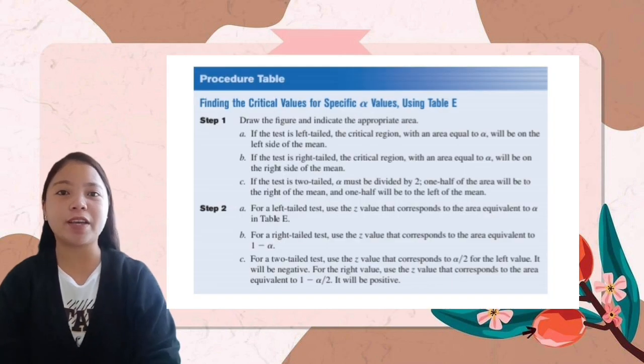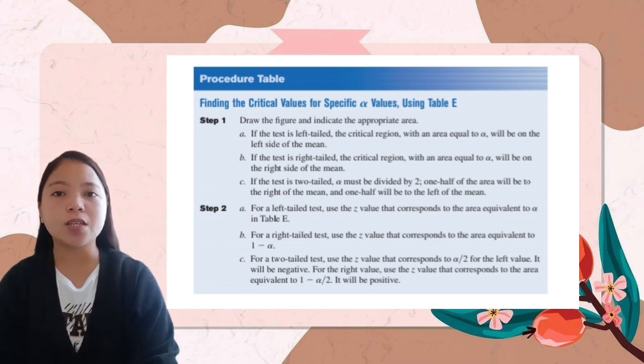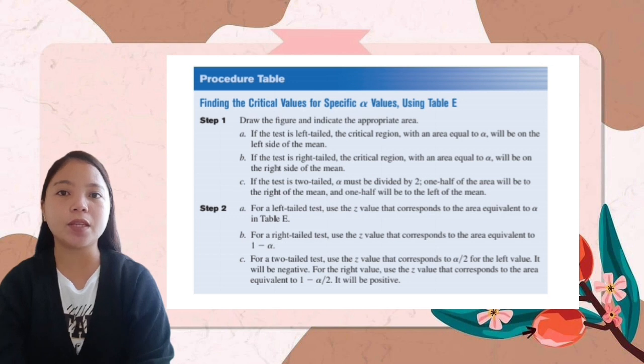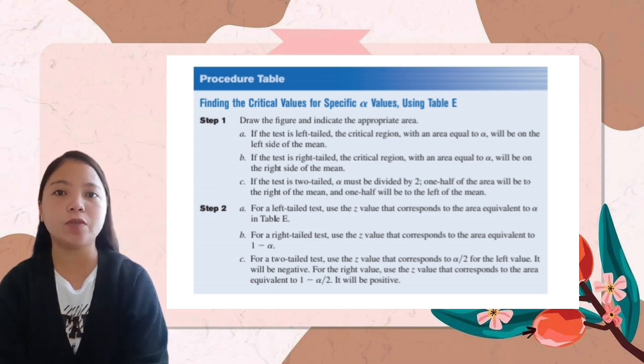Here are the steps in finding the critical value for specific probability of type 1 error values using the z-table. So first step, draw the figure and indicate the appropriate area. If the test is left-tailed, the critical region with an area equal to alpha will be on the left side of the mean. If the test is right-tailed, the critical region with an area equal to alpha will be on the right side of the mean. If the test is two-tailed, alpha must be divided by 2. One half of the area will be to the right of the mean and one half will be to the left of the mean.